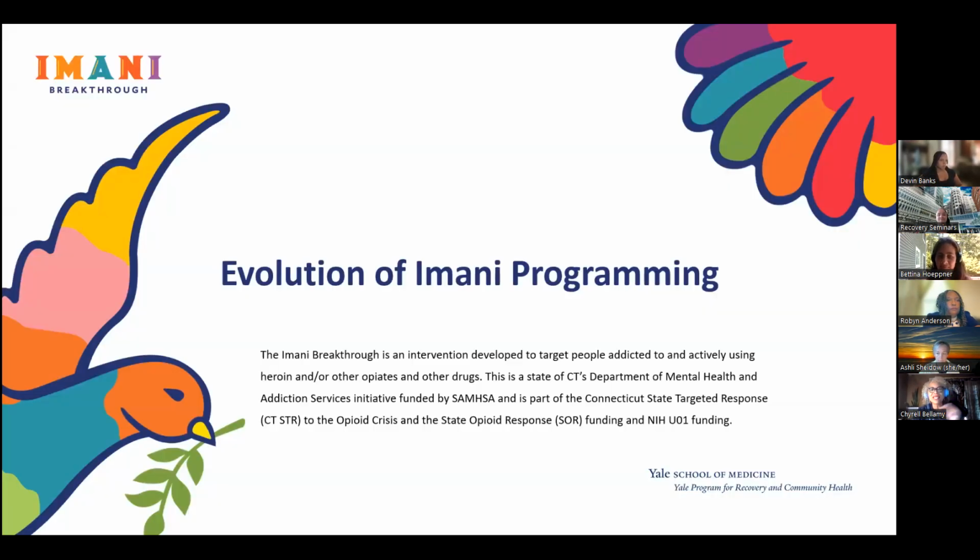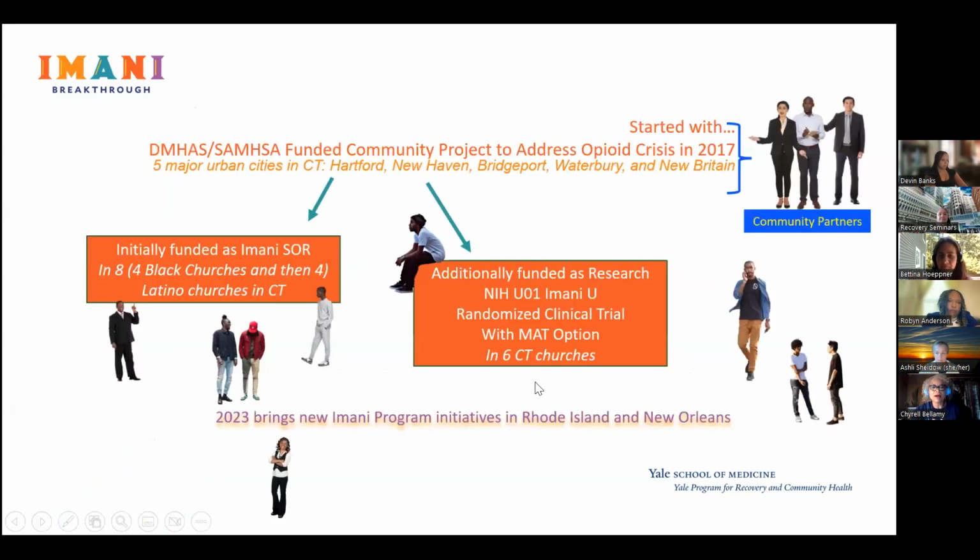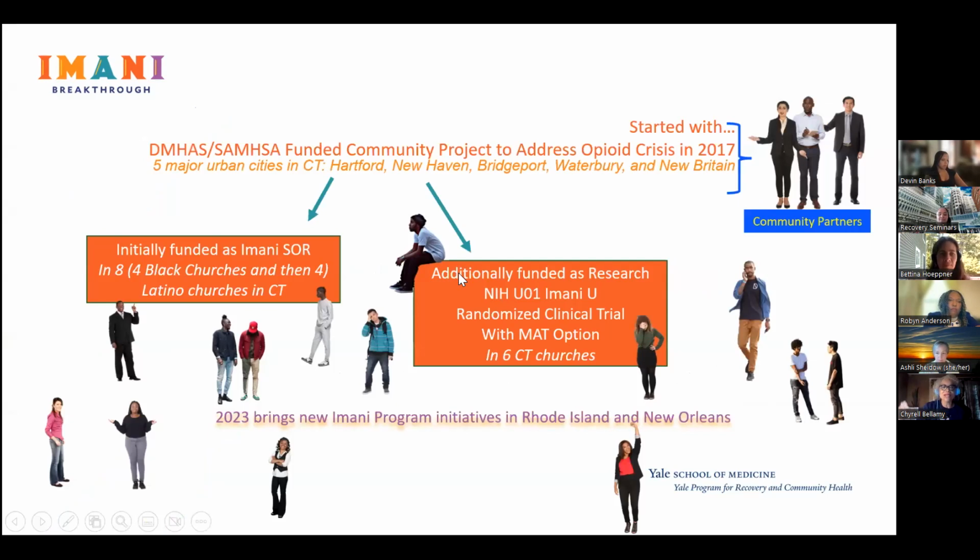And just quickly, the evolution of the Imani program. This was first funded through the state opioid response crisis grant, but as you can see, we've been able to expand. We started first with 4 Black churches, and then we added on 4 Latino churches, where we had to do further modification.